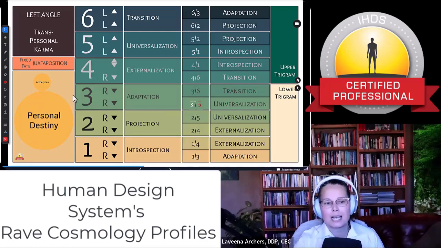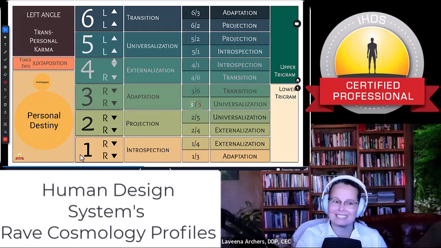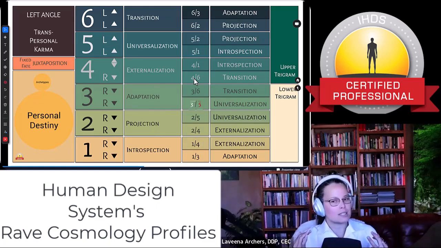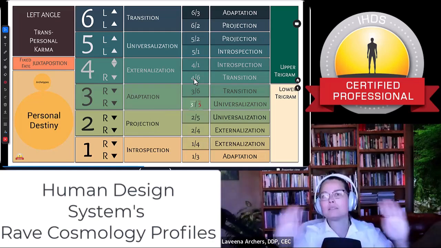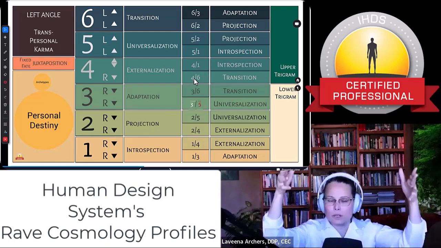So personal destiny, again, research and development, R&D. You ever work in R&D? R&D down there. And then we have the 4/6, which is still part of personal destiny, but upper trigram, so more externalized. And then we have the 4/1, the bridge, the glue, holding personal destiny and transpersonal karma together.